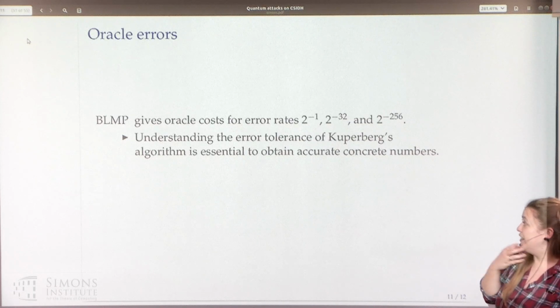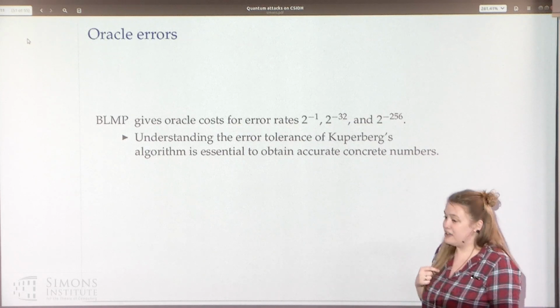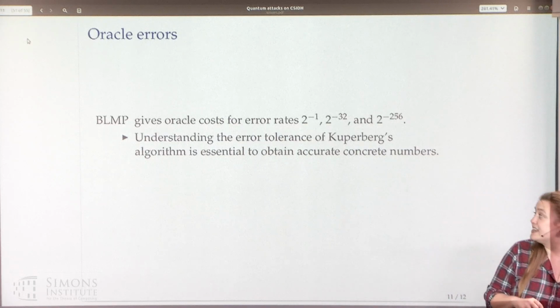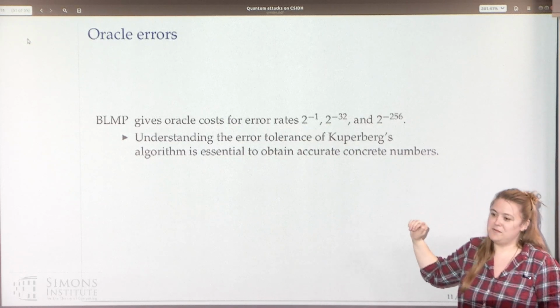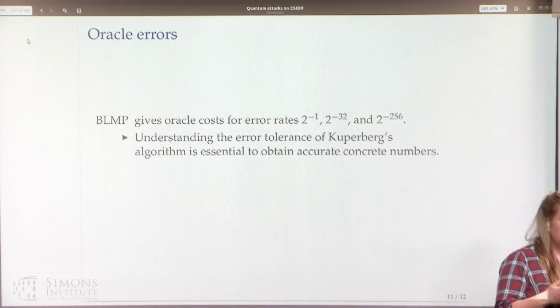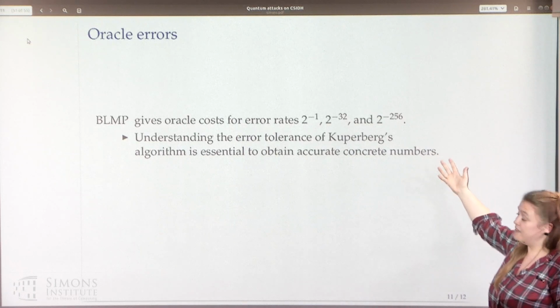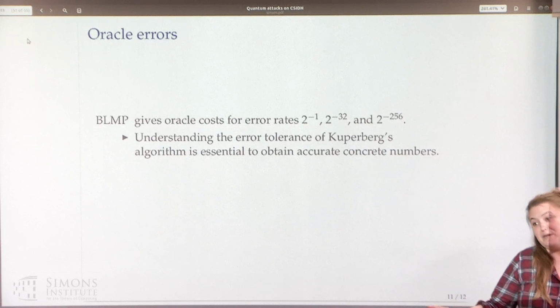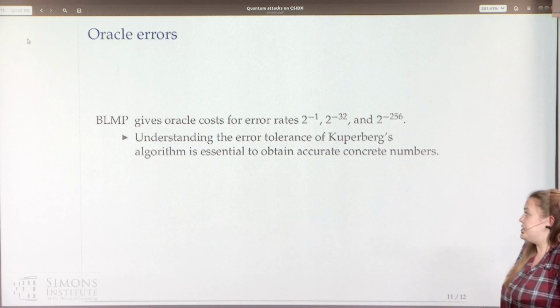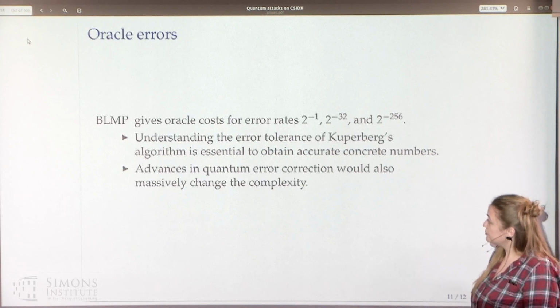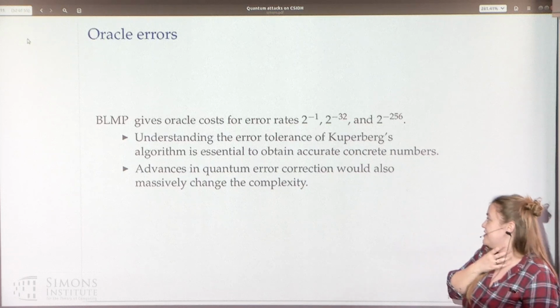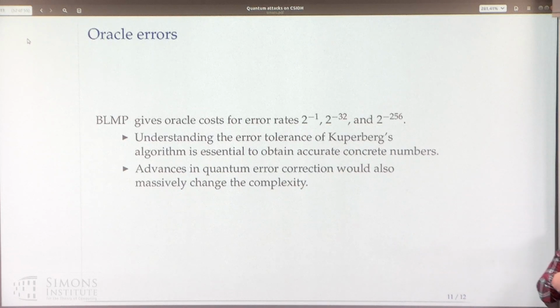But I would say, understanding the error tolerance of Kuperberg's algorithm in this context, in this CSIDH context, is very, very important to obtain accurate concrete numbers, because we don't know what these error rates are, and there's many other places as well where error correction is going to be quite fundamental. And if the error tolerance is high, then the attack will be much better, and if it's low, it will be much worse. So this is an open question. And of course, this means advances in quantum error correction would make a very, very huge difference.